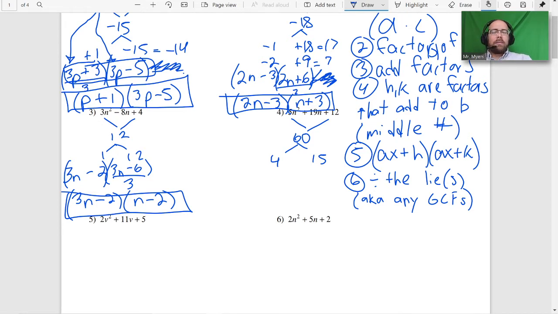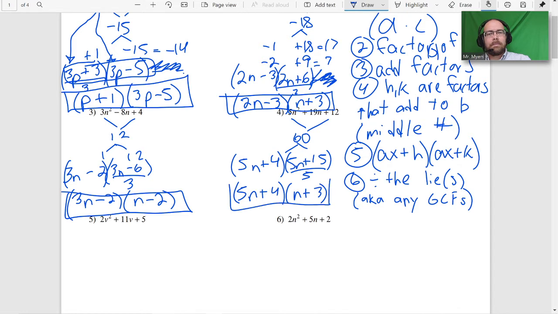So 4 and 15 are the ones that work, and we throw 5s in front. So 5n plus 4, 5n plus 15. Divide out that GCF. 5n plus 4, n plus 3. And there we go.